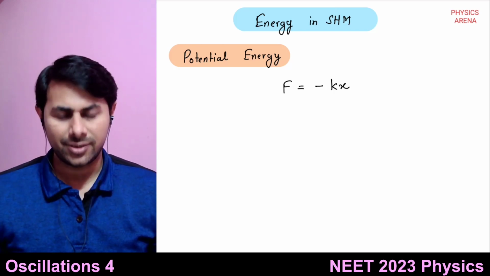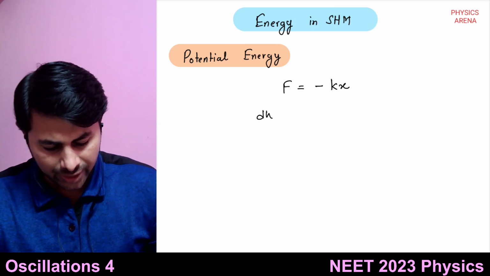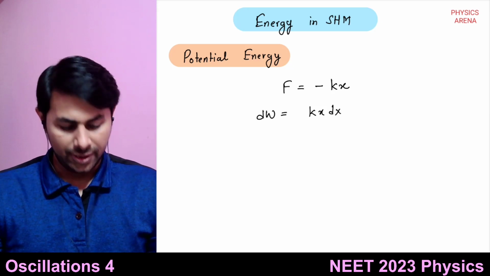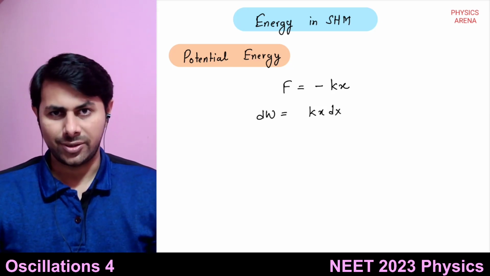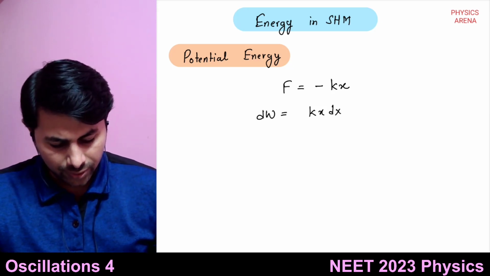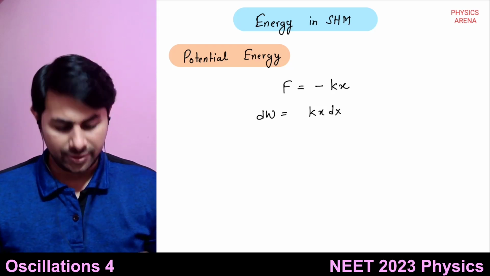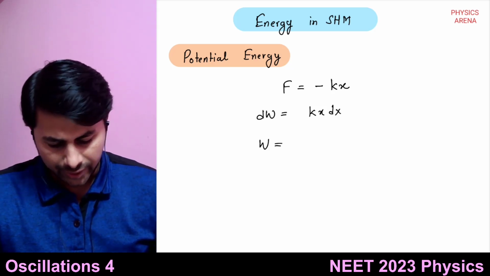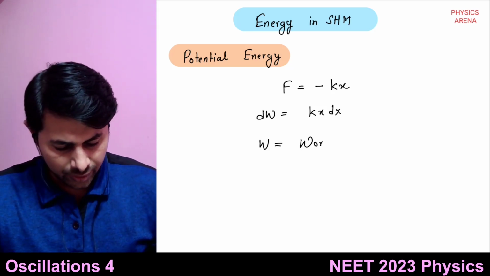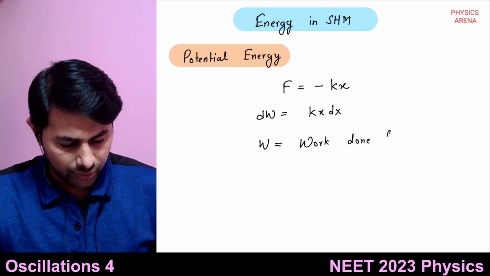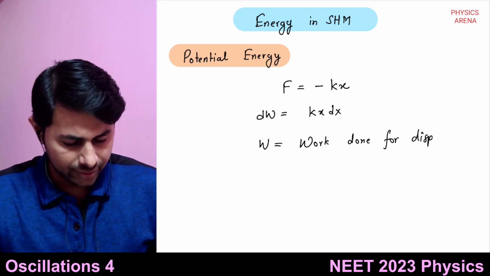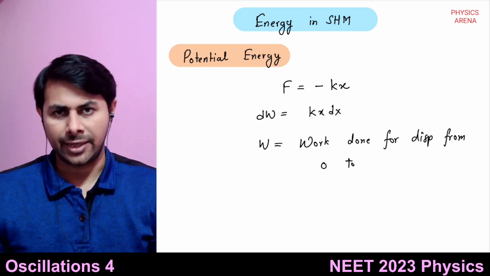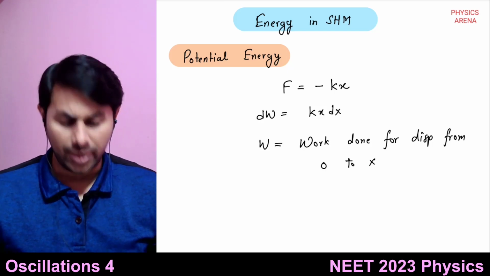Work done against this restoring force would be equal to dW, that is kx dx, right? We want work done against this force. So the total work done in displacing it from some x1 to x2 is, suppose, W. This is work done for displacement from, let's say, 0 to x. Let's suppose x1 is 0 and x2 is just equal to x.